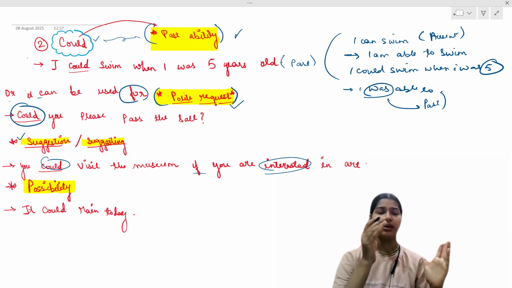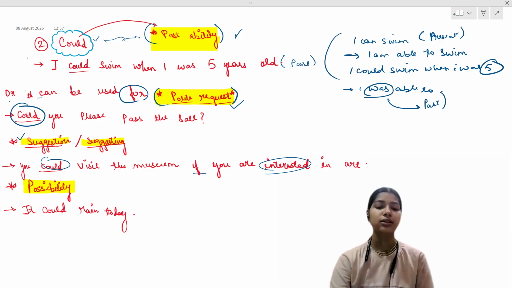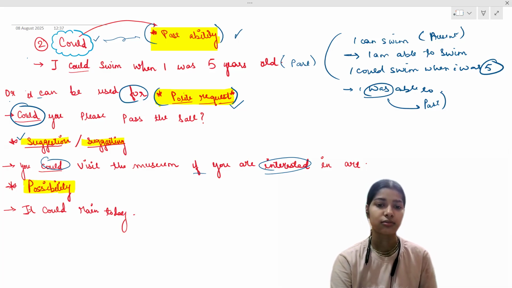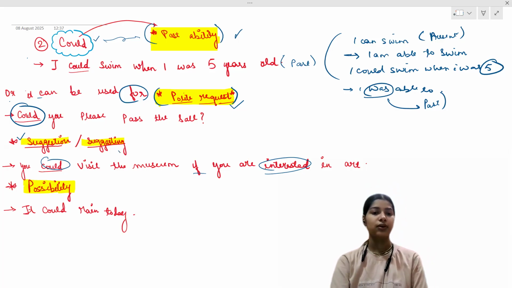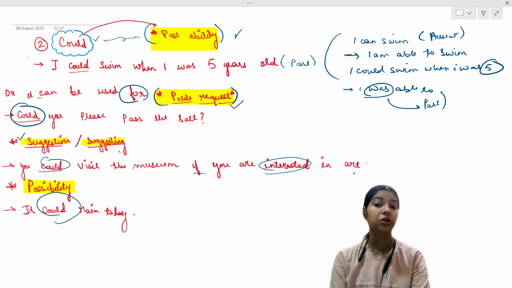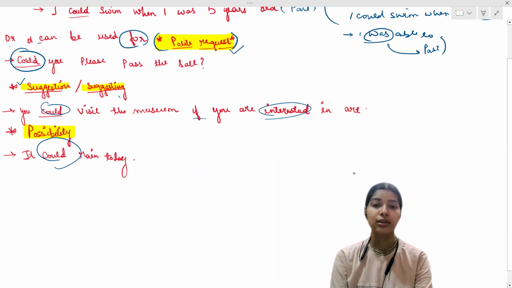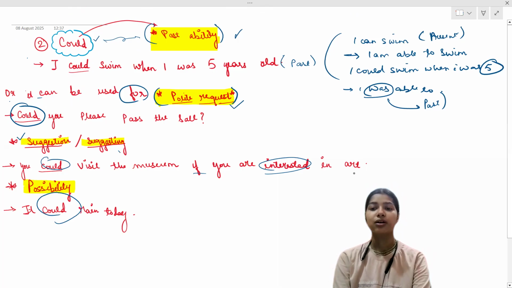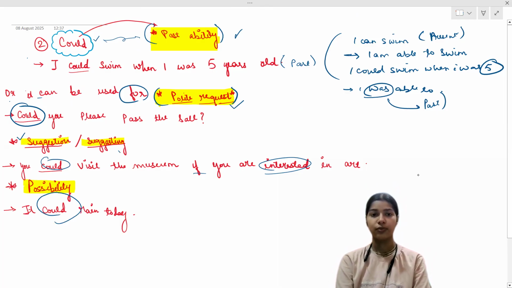Okay. Next is possibility. It could rain today, right? So here we are saying that it could rain. It is showing the possibility. I'm not sure, but it is showing the possibility that yeah, it could rain today. Okay. Here we have learned could as well. Now let's learn another modal that comes afterward.